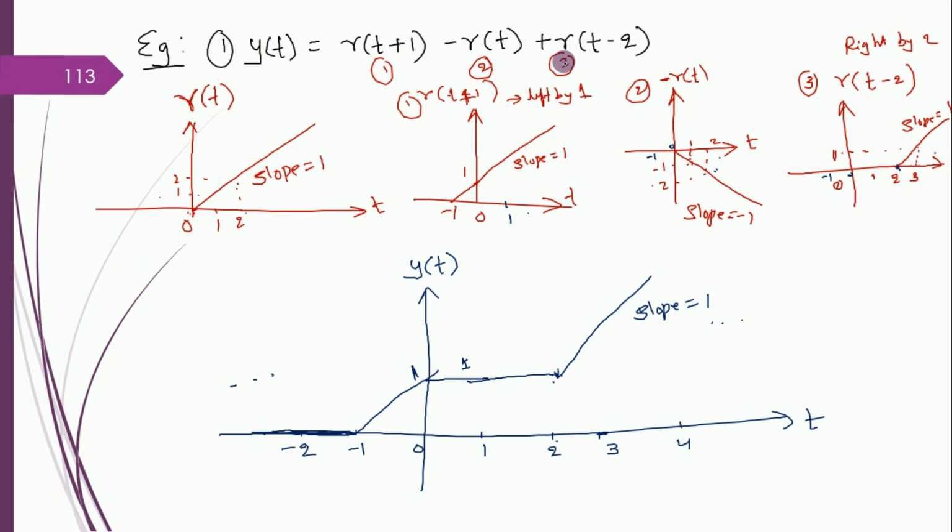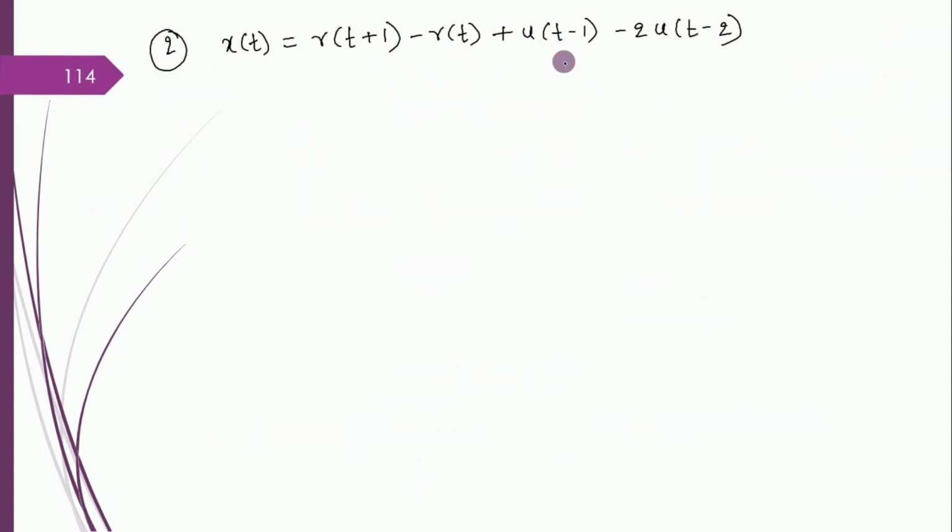We will take up one more example. The second one: x of t is given by r of t plus 1, minus r of t, minus u of t minus 1, minus 2 into u of t minus 2. First I write r of t plus 1. Or else I write r of t here. r of t is nothing but a unit slope from 0 onwards. Slope is equal to 1.